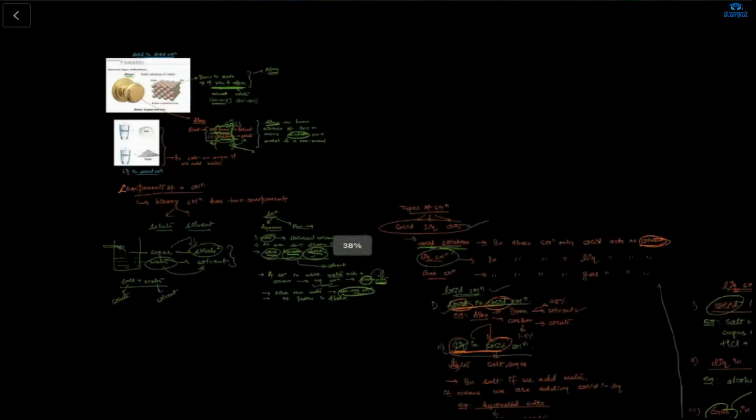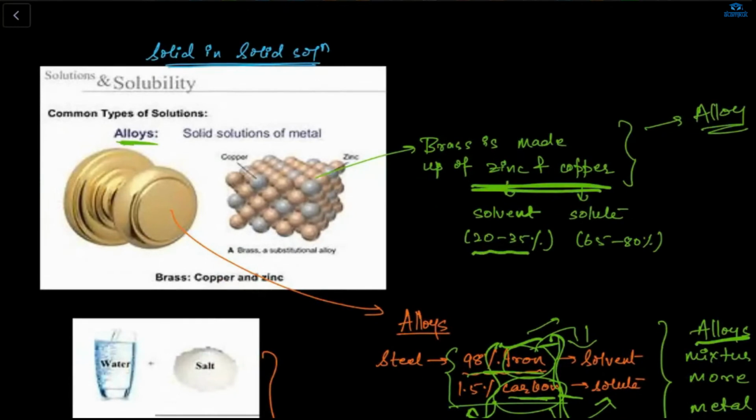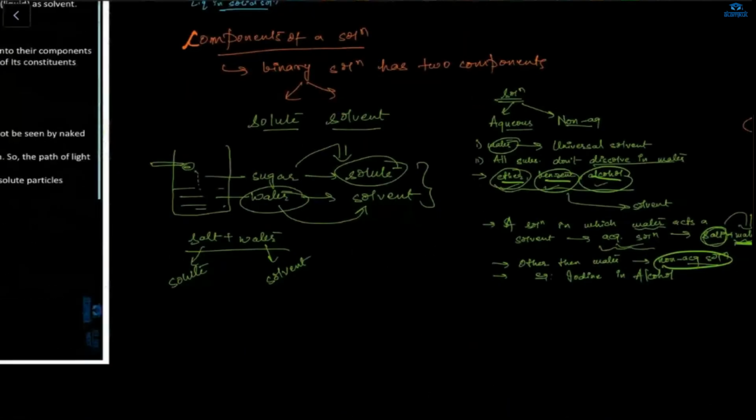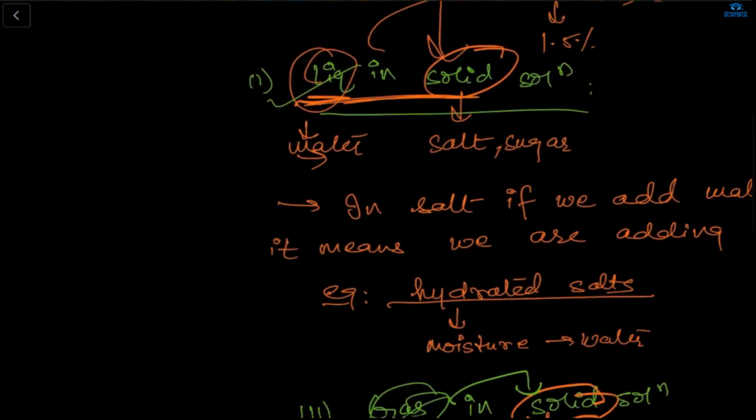Ma'am, alloys can't be it, because isn't an alloy a liquid because it's heated? Alloy is not a liquid. Ma'am, but it's heated so that it melts, right? And then it's mixed. But here, this alloy consists of two things. Steel consists of two things, the iron and the carbon. So the solid in solid solution example is alloy. In the liquid and solid, it is hydrated salts.